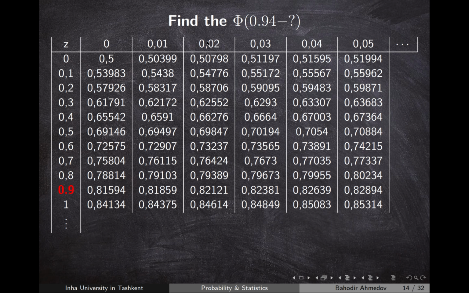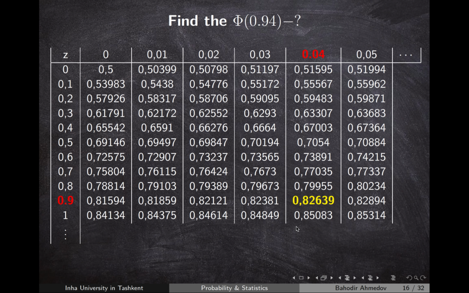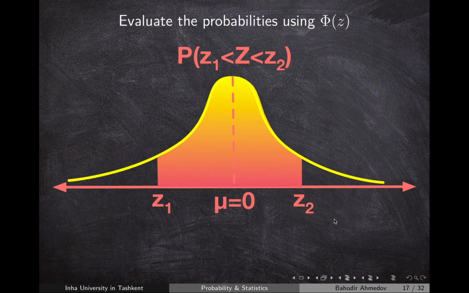Then I need to find 0.04 from the first row because their sum is going to give me 0.94, right? And the intersection of these 2 points is going to give me the value of the phi, which means that the area until 0.94 is roughly 0.82. So now we know how to evaluate the areas until some points under the standard normal distribution curve, and we're going to use this in order to find the areas between 2 points.